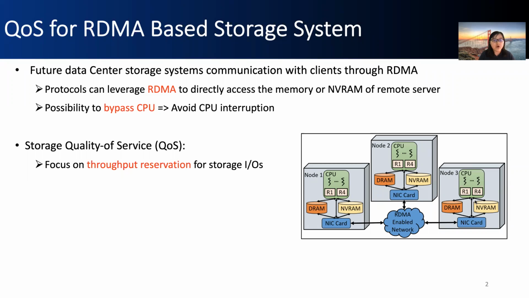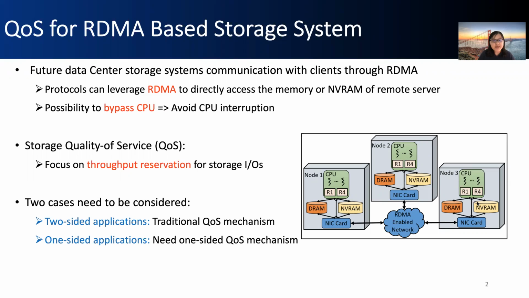In this paper, we focus on providing throughput reservation for storage IOs. RDMA includes two-sided and one-sided operations. Since two-sided RDMA-based storage access is similar to TCP/IP-based access, traditional QoS mechanisms can directly apply to two-sided applications. However, providing QoS to systems supporting one-sided IO services is a different story.